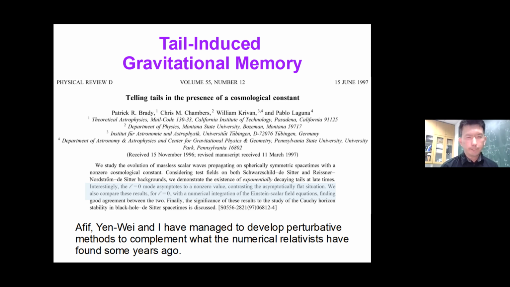And so what Afif and I and Yanwei have done is essentially we've developed analytic perturbative methods to complement what these numerical relativists have managed to do. And not only that, we have actually figured out how to compute the nonlinear corrections to what they have done.